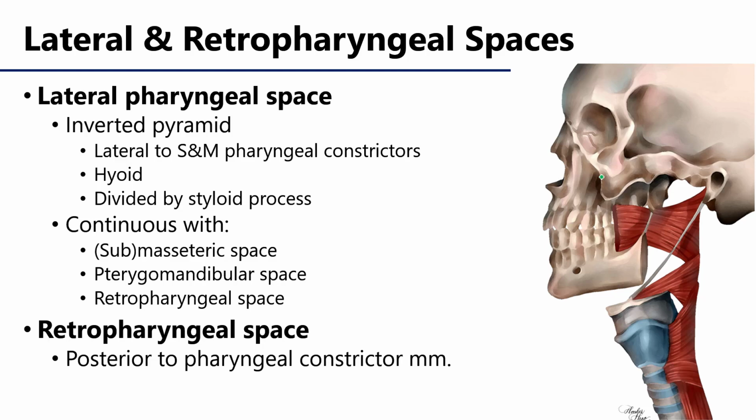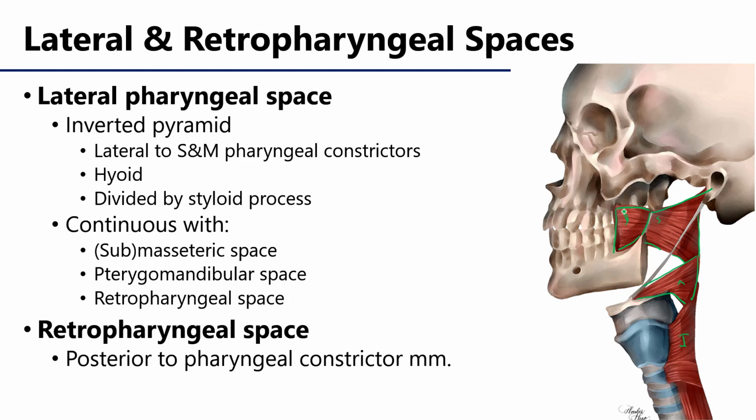Now, those spaces are contiguous with the lateral pharyngeal space, which is even deeper. So if you kind of imagine a pyramid, let's see what we can see here. So this is part of the buccinator muscle. It's been cut. There is the pterygomandibular raphe. This is the superior pharyngeal constrictor muscle. There's the middle pharyngeal constrictor muscle. The inferior one is there. So that's the middle, and that's the superior, whereas that's buccinator.